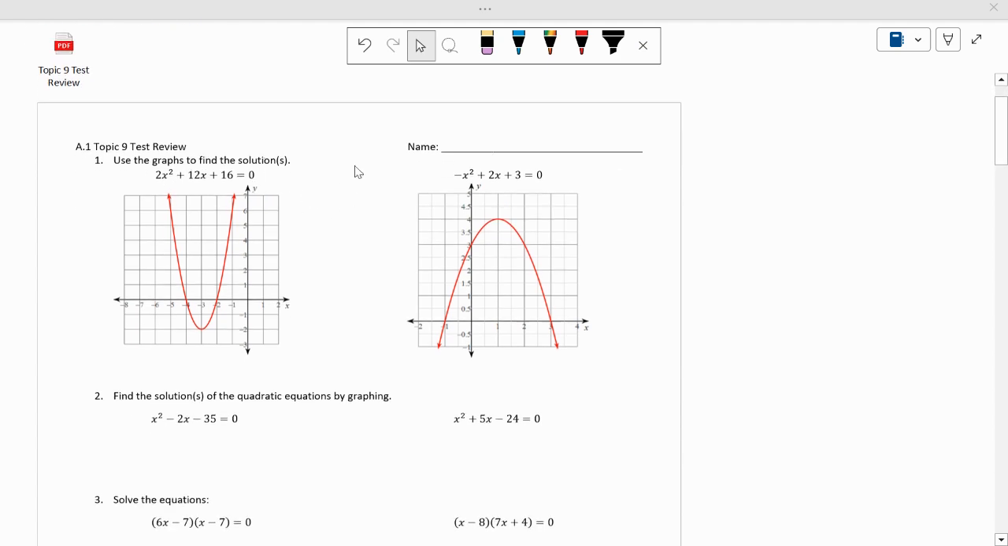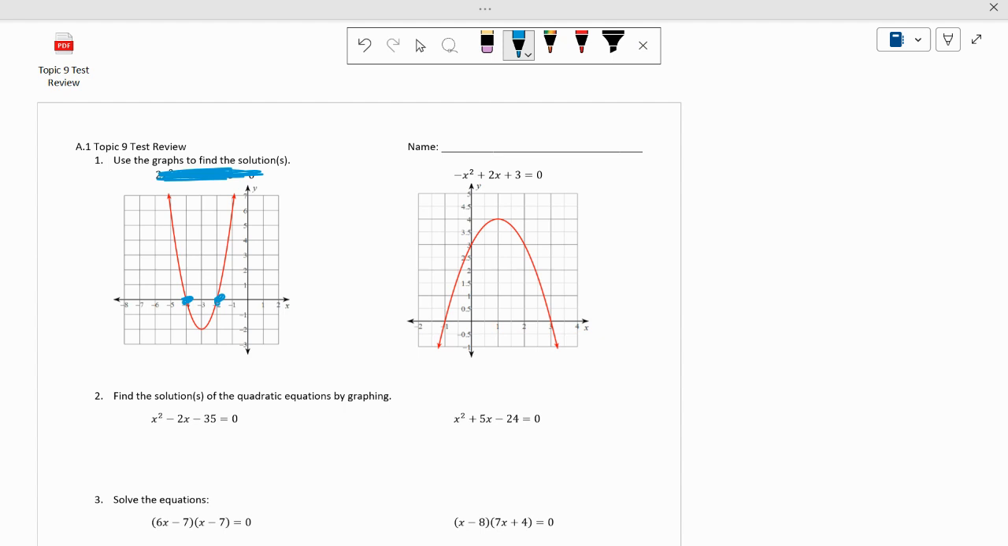All right, starting with number one. It says use the graphs to find the solutions. So they give us an equation. I did see some students try to use the X method for that. It says use the graph, so you don't have to factor that. By giving the equation, that's just completely useless information. All we have to do is look at the graph and look at the answers, which is the x-intercepts. So what is that point and what is that point?